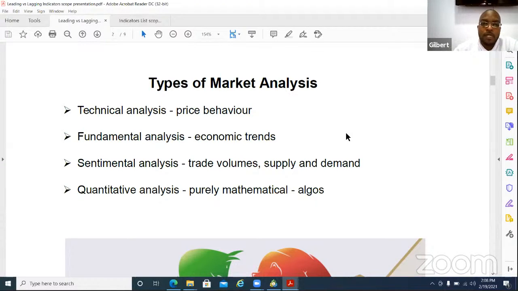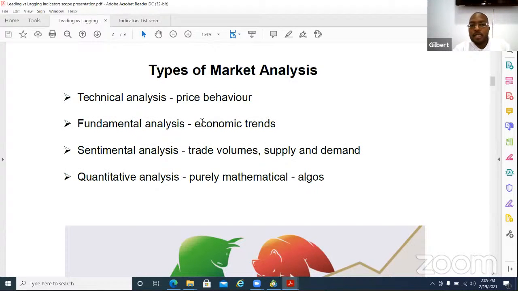All right, so the four types of market analysis that we have, the one that we're going to concentrate on today is technical analysis. And technical analysis is more about understanding price behavior, how price and volume interact in the market.